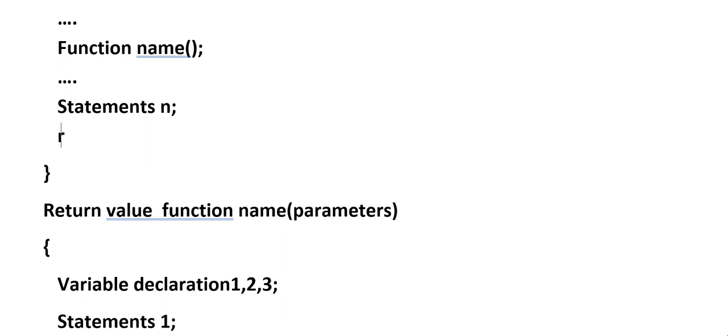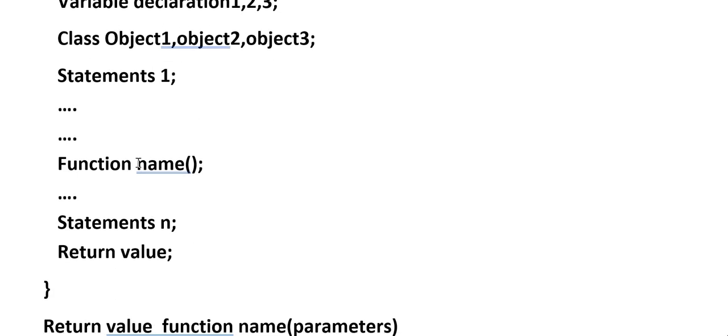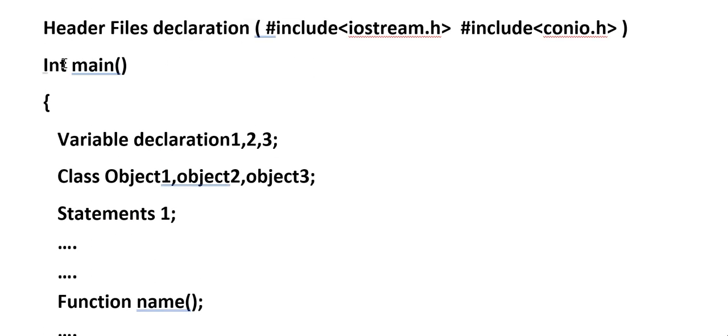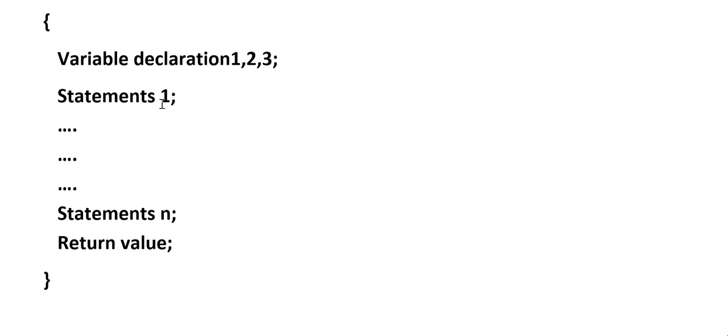If the main function returns an integer, then put it as integer. If it is character, then character. Every C++ program starts with the main function. Okay, this is the structure of a C++ program.